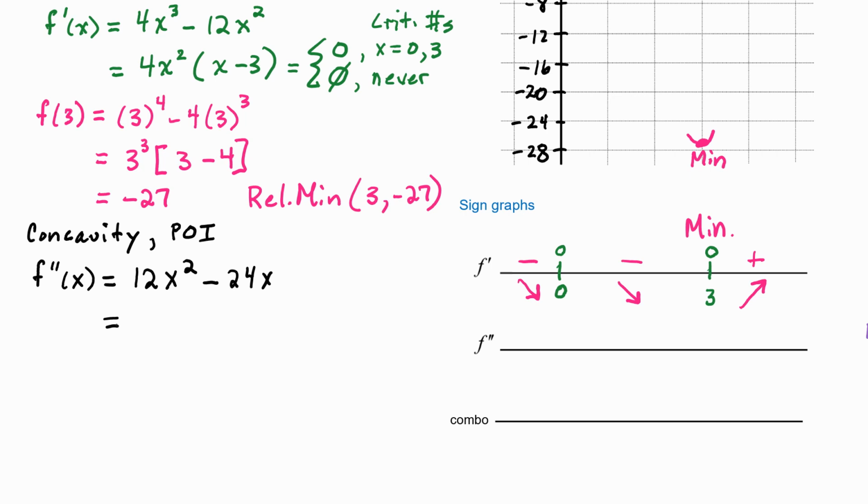Let's factor that. We can pull out a 12x, and we would have left x minus 2. And we know that we will set that equal to 0 or does not exist. Because the second derivative is a polynomial, it exists everywhere. So we know that there are no x values where it does not exist. It will equal 0 whenever x is equal to 0 or x is equal to 2.